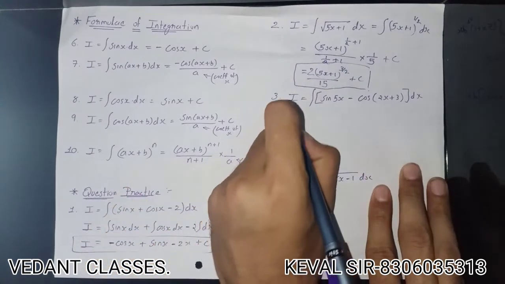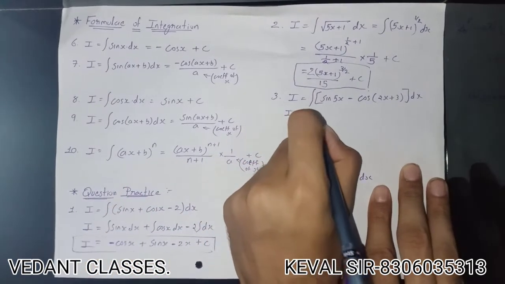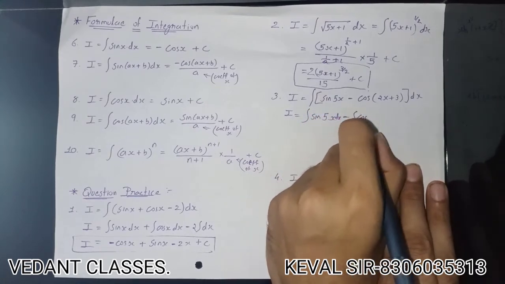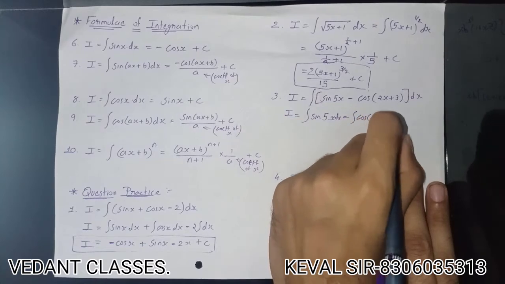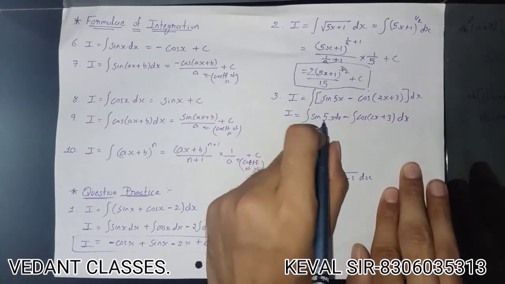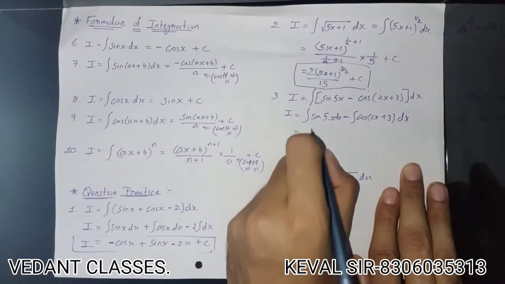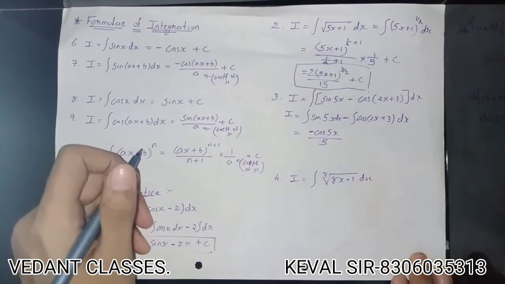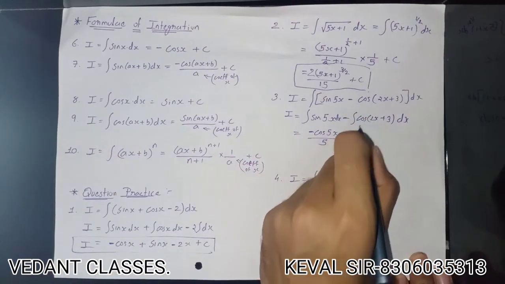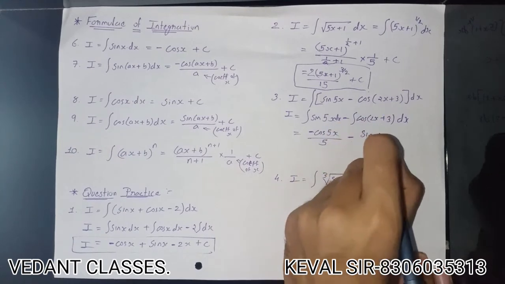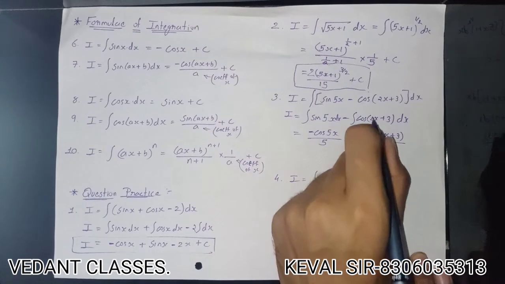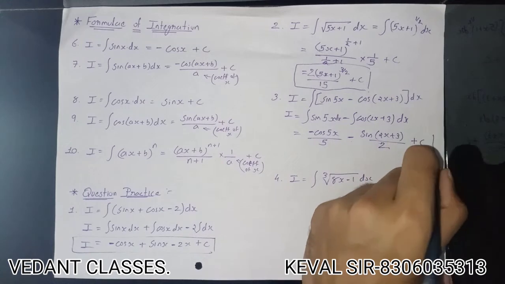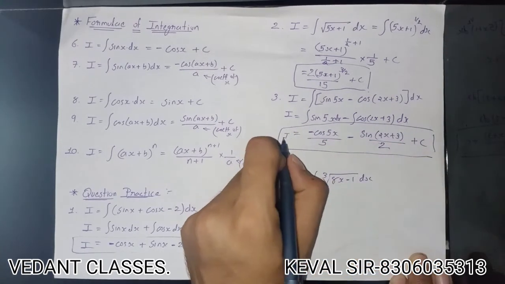Okay, now let's see the next one. I is equal to the integration of sin 5x dx minus the integration of cos 2x plus 3 dx. So the integration of sin will be minus cos, so minus cos 5x, and in the denominator we need to write 5. Okay, in this case it will be minus, the integration of cos is plus sin, so this will be sin 2x plus 3 upon, in the denominator you need to write the coefficient of x, so this will be 2, plus c. So this will be simply your answer. Okay, let's solve the last one.